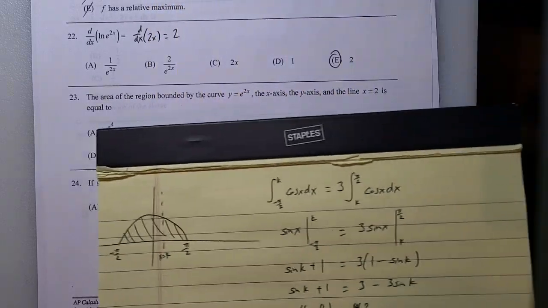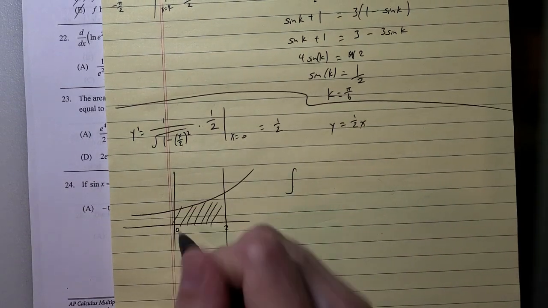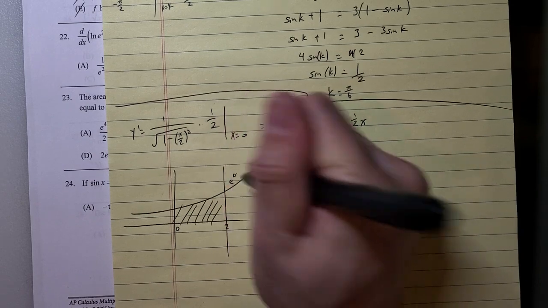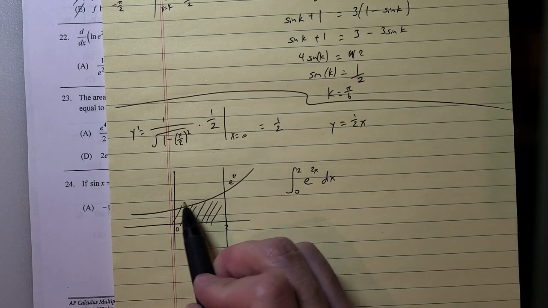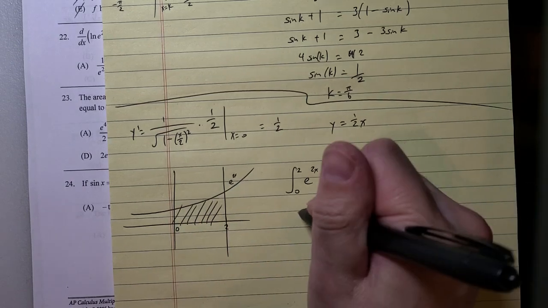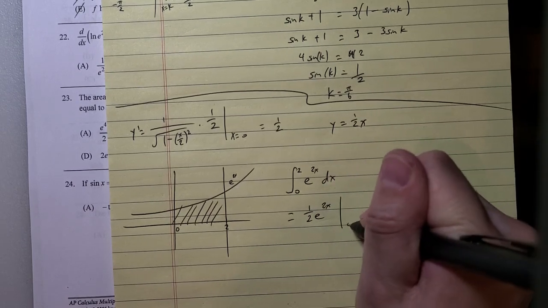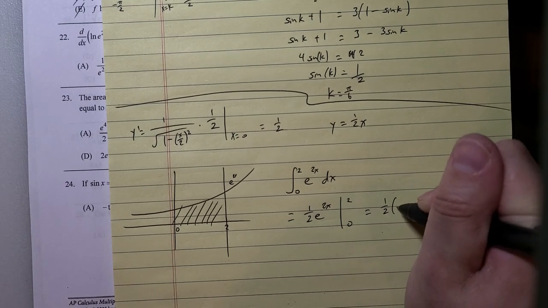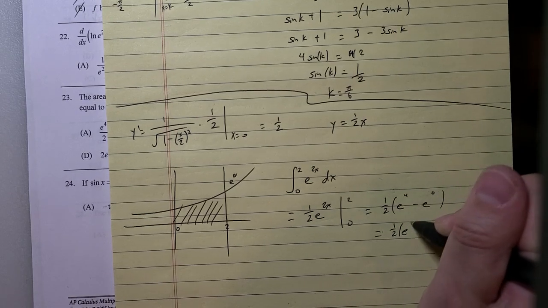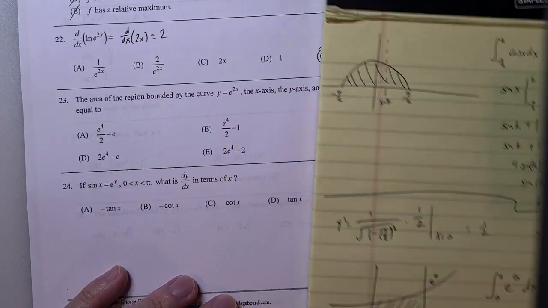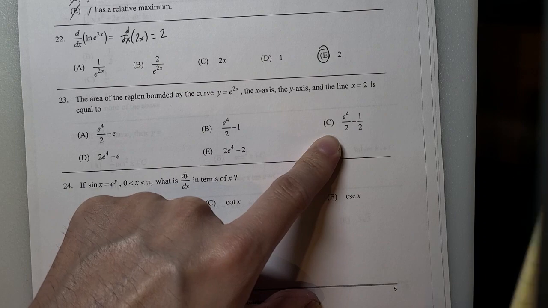It's talking about area, so we're going to just integrate from 0 to 2. This is e to 2x, right? It'll be the integral from 0 to 2 of e to 2x dx, because the integral is the area under the curve. This is just what? Half e to 2x, evaluated from 0 to 2, which is half times e to the 4th minus e to the 0, which is half times (e to the 4th minus 1). Looks like it's C, yes.